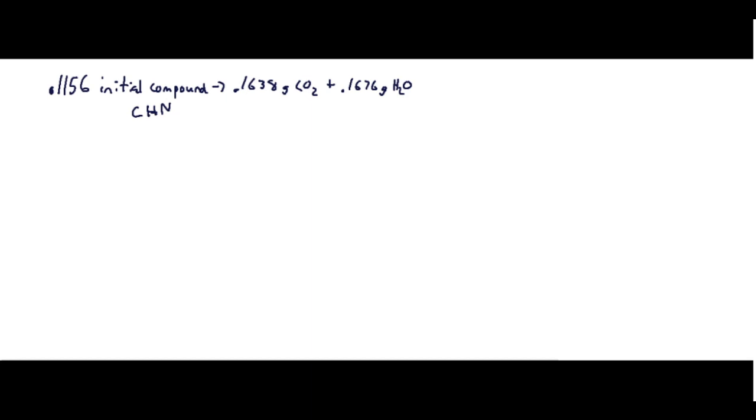In this video, I'll go over how to determine the formula of an unknown compound. So we'll start with 0.1156 grams of the initial compound that's composed of carbon, hydrogen, and nitrogen, and it's going to yield 0.1638 grams of carbon dioxide and 0.1676 grams of water, so H2O.